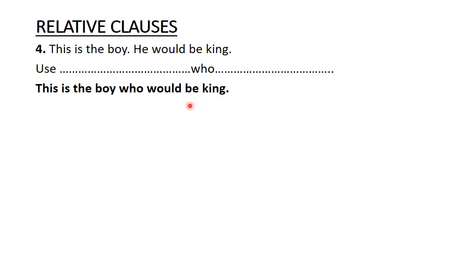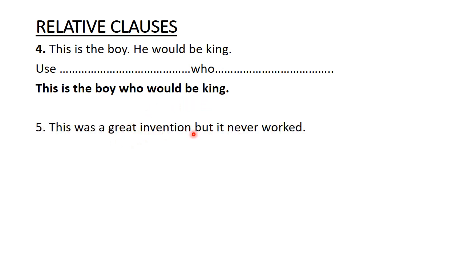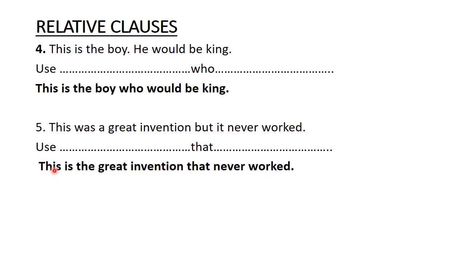Question 5. This was a great invention, but it never worked. So use that. Remember, that is used for things or people. In this case, an invention is a thing, which simply means something that people have created, have made, that can help to make things easier. Like the cell phone, when it was made, it was an invention. So we have the invention, then we have more information about it, that is, it never worked. So it's going to be, this is the great invention that never worked.